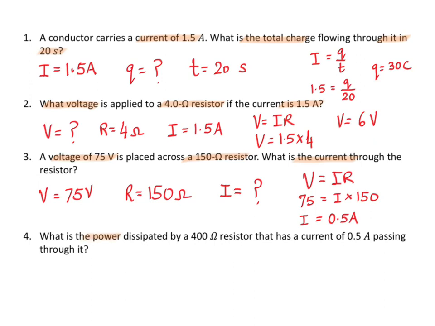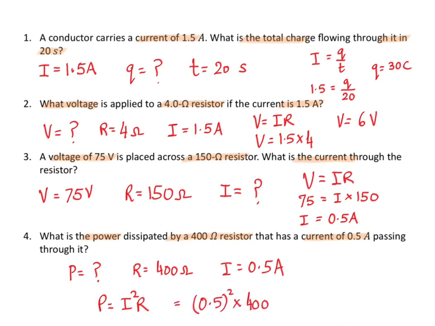Next problem, what is the power dissipated? Dissipated means given out. So don't worry about the word which is being used. They are asking us to calculate the power, which is P. So P is unknown. 400 ohm resistor, that means resistance R is given as 400 ohms. The current is given as 0.5 ampere. We will use the formula which has current and resistance. So P equal I square R. Substitute the value for I and R and get the answer for power as 100 watts. So don't forget to put the unit with the final answer.